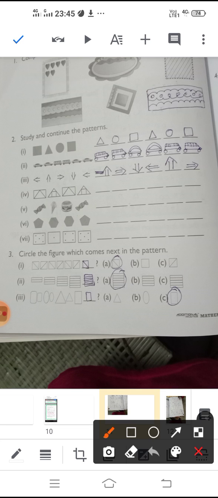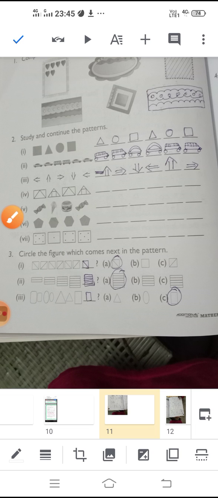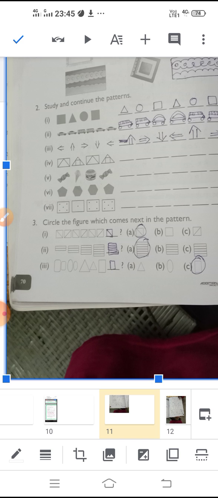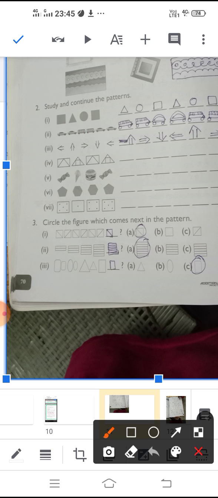Like if we are talking about the slanting line here, then left, then right, then left, then right, then again left, then right. So we will circle the A part first of all, then we will draw the shape over the blank. Understood?